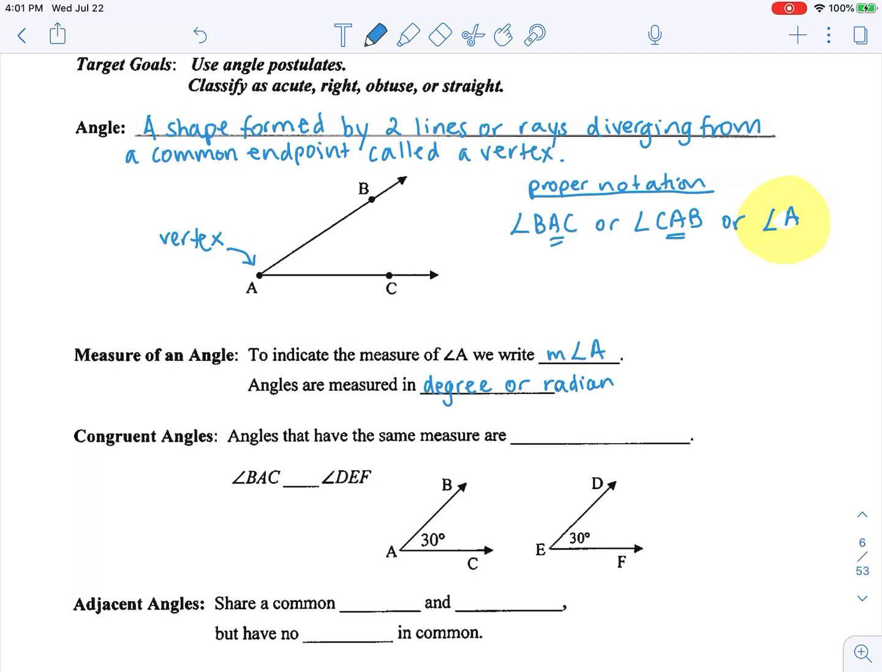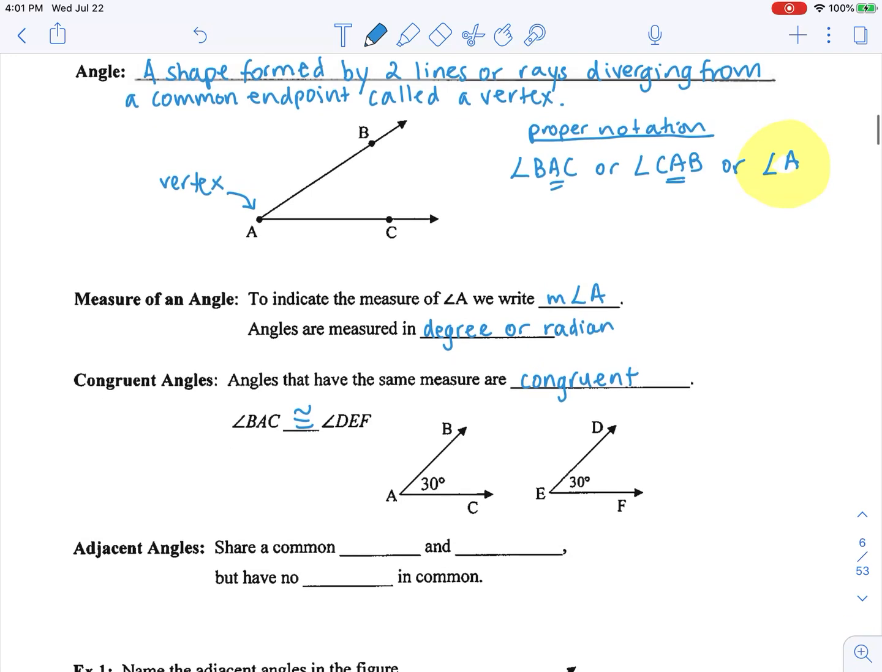For now, moving on, we're going to talk about congruent angles. Angles that have the same measure are what we call congruent. So in our diagram below, both of those angles show measurements of 30 degrees. So we would say angle BAC is congruent, and the congruent symbol is the equal sign with the squiggly on top, to angle DEF. And again, the definition of congruence is that the measure of angle BAC being 30 degrees is equal to the measure of angle DEF.